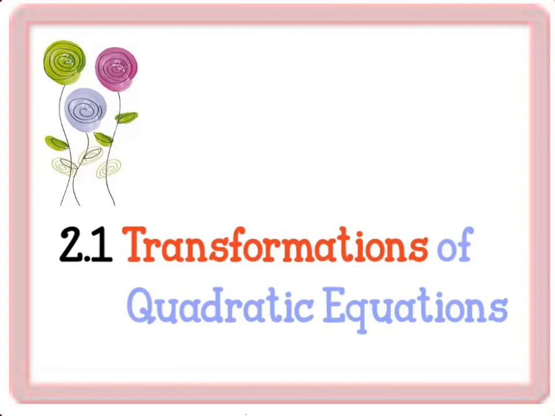We're going to revisit some things we did in Chapter 1. Let me just remind you that in Chapter 1, we did translations. Now, translations are slides, vertical and horizontal, and transformations include translations. I know that's kind of confusing, but think of transformations as an umbrella, and underneath that umbrella is translations, but it also includes things like reflections, stretches, and compressions. And so we're going to take a look at that and expand our knowledge here.